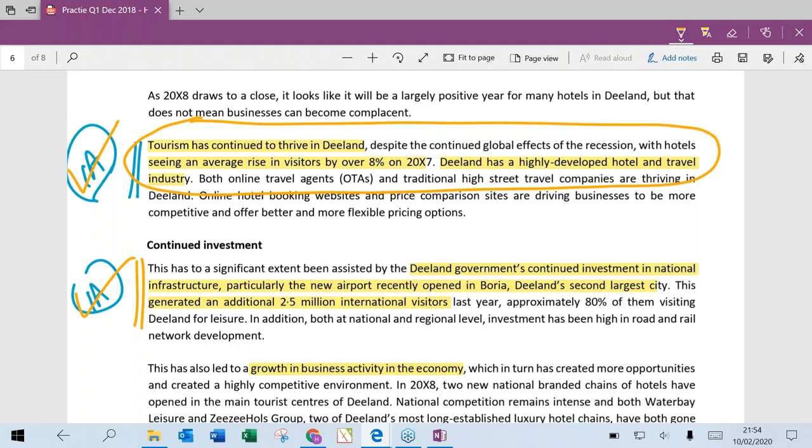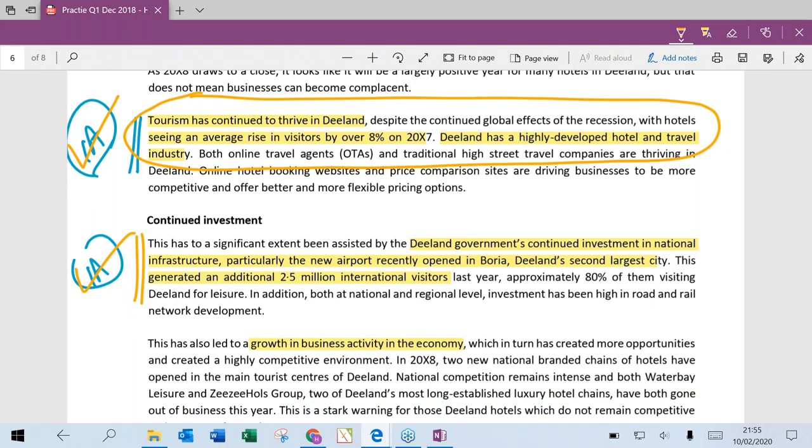So, for example, the second point, I would say that the government of D-land is continuously investing in the national infrastructure. Full stop. It has recently opened a new airport in Boria, which is D-land's second largest city. Due to this, 2.5 million additional visitors came to D-land. Full stop. That's it. So essentially, I just stuck with the key wordings from the paragraph itself, and I just did some minor changes in the English here and there, but key words and key sentences and facts I just reproduced from the paragraph. Okay.